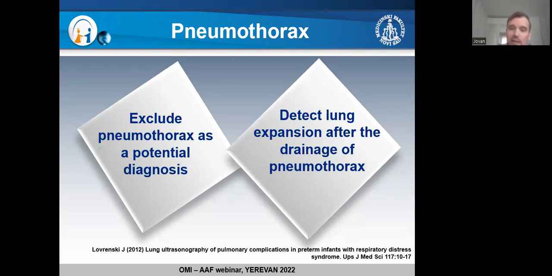Very easy. The same goes for detecting lung expansion after the drainage of pneumothorax. You just put your probe on your patient, and if you see lung sliding, if you see those white lungs or subpleural consolidations, you will know that your chest tube is doing its job. So you don't need a chest X-ray to tell you that your chest tube is working.